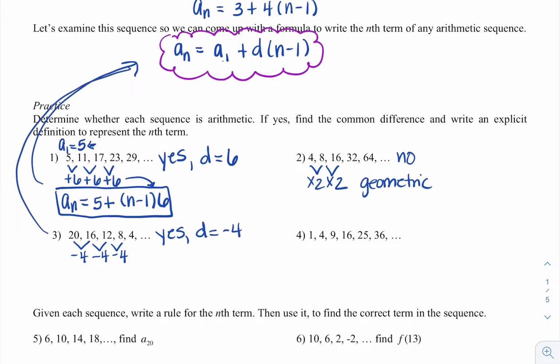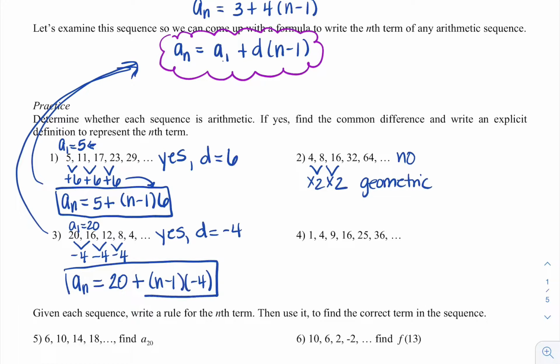So once again, I'll go back to my formula up top. a sub n equals a1, in this case, a1 equals 20, so 20 plus n minus 1 times my common difference, which is negative 4. I moved the common difference, by the way, to the end because I don't want anybody to ever accidentally add 5 plus 6 or 20 plus negative 4 or something like that.